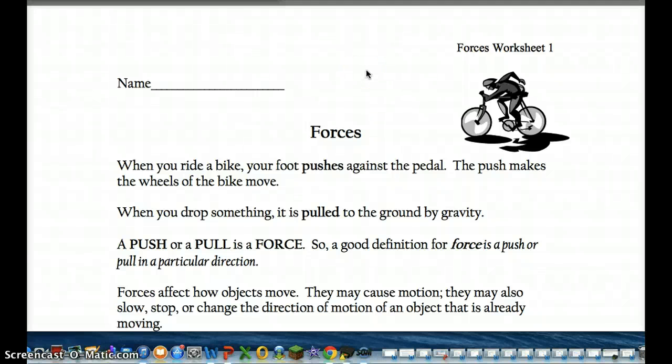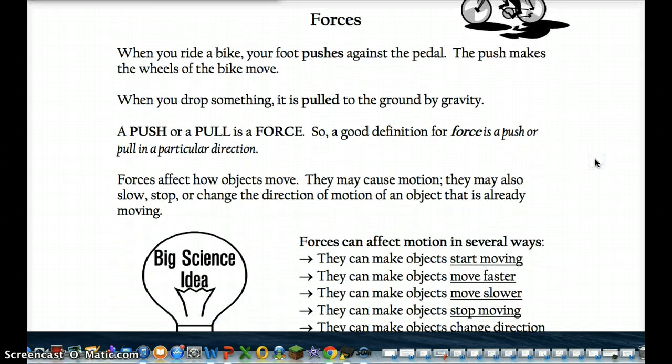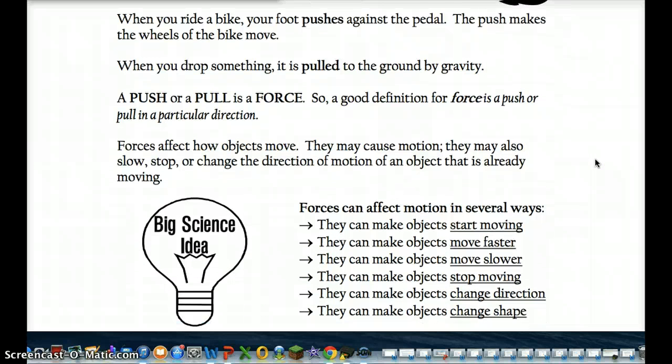Every day we deal with forces. When you ride your bike, your foot pushes against the pedal, and the push makes the bike move, right? When you drop something, it's pulled to the ground by gravity. So a push or pull is a force. A good definition for force is a push or pull in a particular direction. Forces affect how objects move.